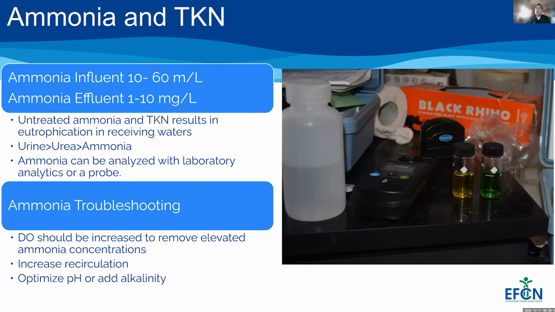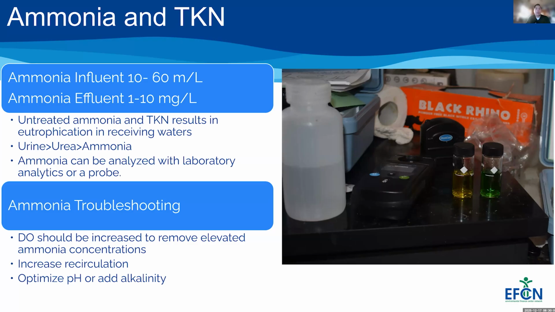So that's why some processes do treat for ammonia. Those processes should be aware of what's coming into the plant, how much they need to treat, and also how to troubleshoot elevated ammonia levels in your process. Typically, you want to increase your DO when you're seeing elevated ammonia levels in your discharge. But it can also be addressed by increasing recirculation or optimizing your pH and adding alkalinity.